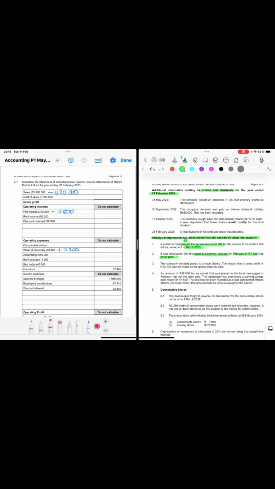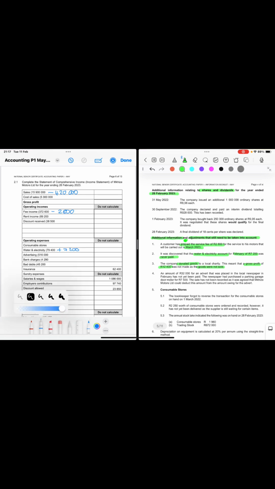Then continue. Next up, we have the company donated goods to a local charity. This meant that a gross profit of 12,400 was not made, as the goods were not sold, because we only get gross profit if the goods were sold. So this is not a sales transaction, this was a donation. So those will cause a decrease in our inventory.